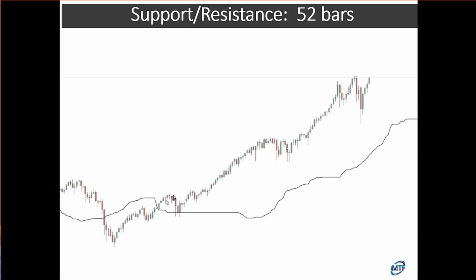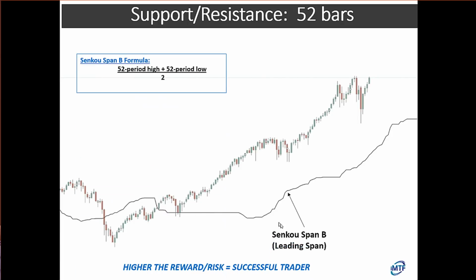So here's a regular price chart. Here's the first Ichimoku indicator, this black line here. It's squiggly, and then there are points, there's flat, and so forth. This is basically called the Senkou Span B. It's sometimes called the leading span. In other words, this indicator basically represents support resistance for 52 bars. If you really want to know the formula, it's right there. It just takes the highs and lows for 52 bars and averages it out, and that basically is it. So this is the Senkou Span B indicator.